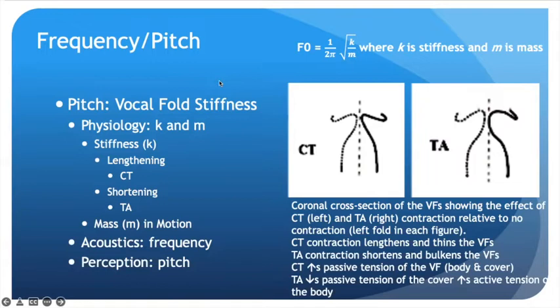Primarily, it's stiffness and mass. This is kind of a simple equation for fundamental frequency. When you have a higher stiffness, so the vocal folds are stiff, maybe they're stretched, nice and taut, then because this is in the numerator, the top of the equation, when this gets big, this gets big. So when you've got a high stiffness, you're going to have a high frequency of vibration.